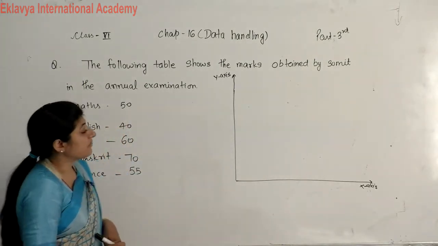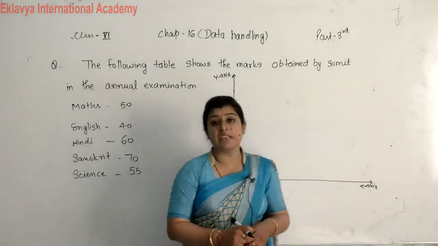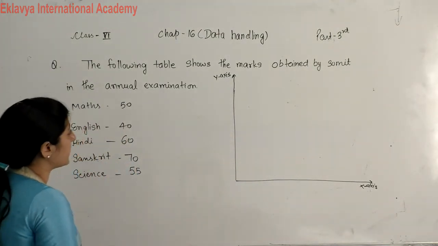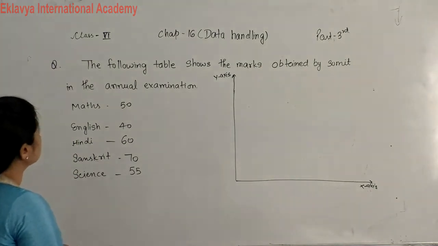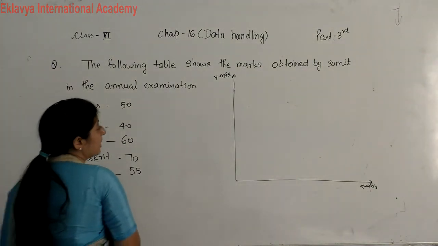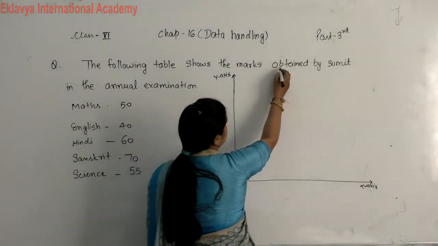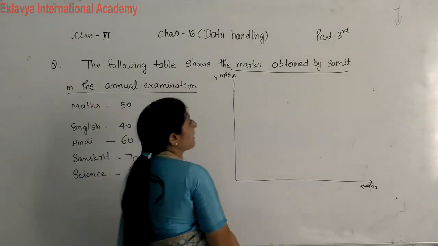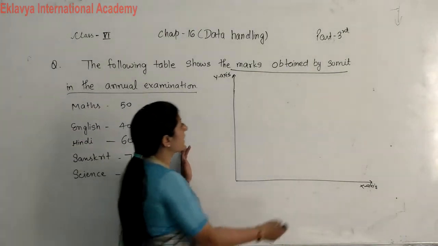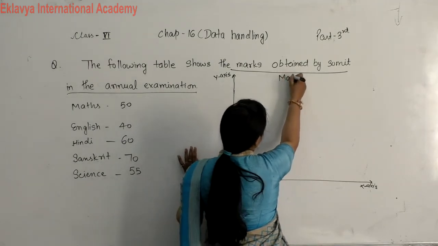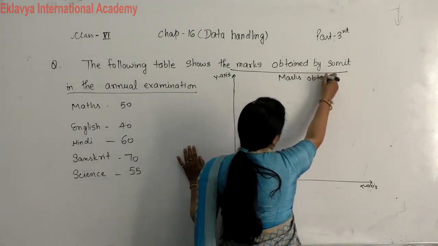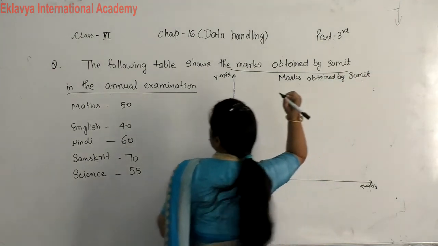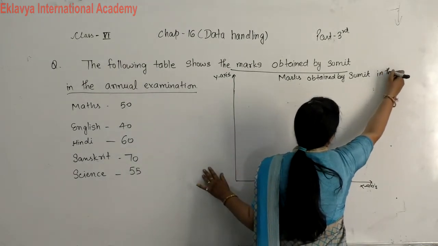Whenever we draw a bar graph, firstly we give the title of the graph. What do we want to show here? Marks obtained by Sumit in the annual examination. So the title of our graph can be: marks obtained by Sumit in the annual examination.